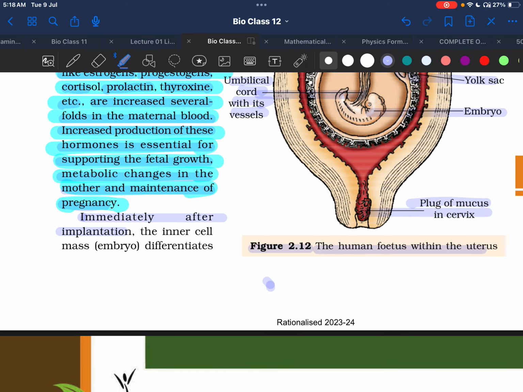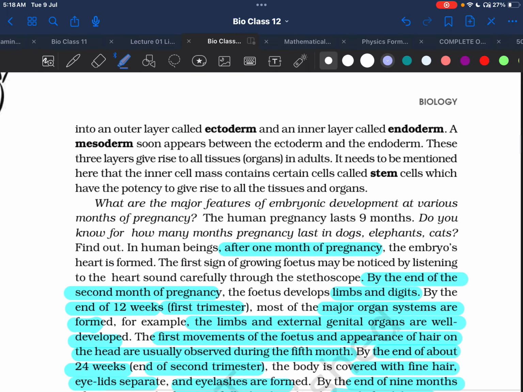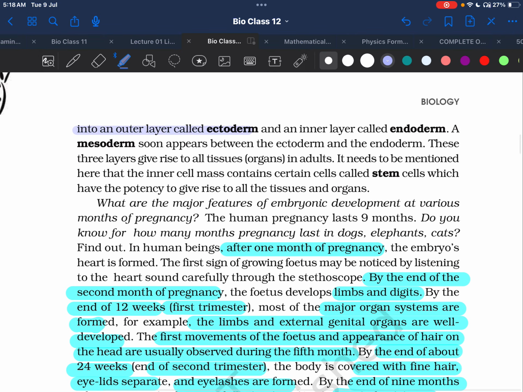Immediately after implantation, the inner cell mass embryo differentiates into an outer layer called ectoderm and an inner layer called endoderm. A mesoderm soon appears between the ectoderm and the endoderm. These three layers give rise to all tissues and organs in adults. It needs to be mentioned here that the inner cell mass contains certain cells called stem cells, which have the potency to give rise to all the tissues and organs.